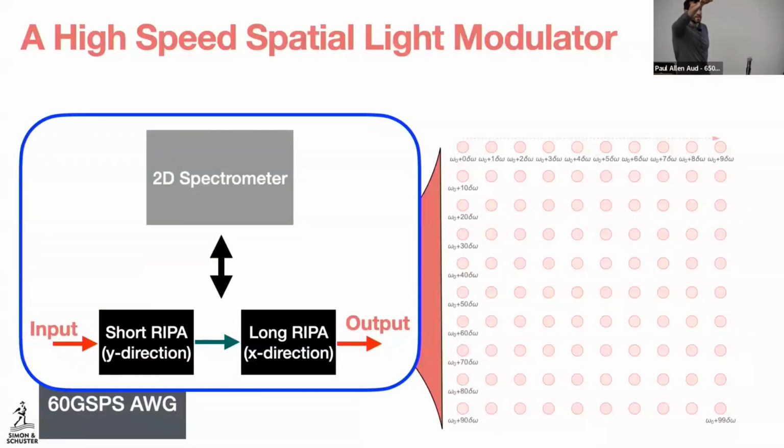And that gives us low frequency sensitivity so that for large frequency changes, we move in the Y direction. And then we have a longer one cascaded after it that moves our frequency rapidly in the X direction.